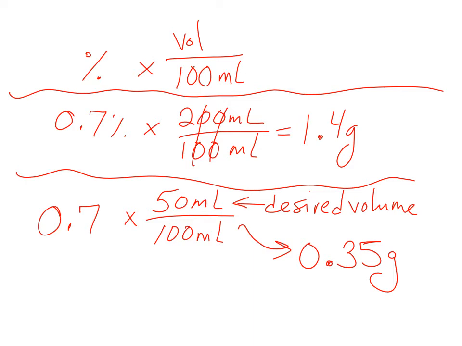Percent can be anything. It doesn't have to be 0.7%. I could ask you 1%, 2% of reagent A. And all you would need to know is what is the percent and what's my desired volume, and you simply do whatever the percent says. It could even be 150% times the desired volume over 100 ml. If you have any questions on how to do percent, again, feel free to contact me in the Remind app.